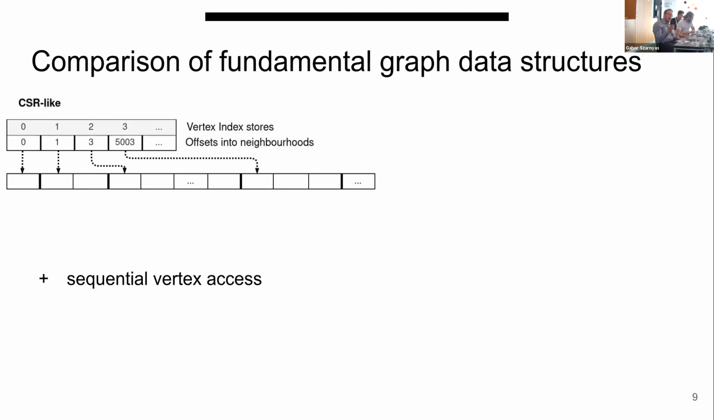The first one on the left side is a CSR-like design, and here we have an index which maps vertex IDs into offsets into one gigantic data structure which keeps all edges in the graph. This has one huge advantage: it has sequential vertex access. So if we access all neighborhoods in the order of the vertices, we get sequential access.